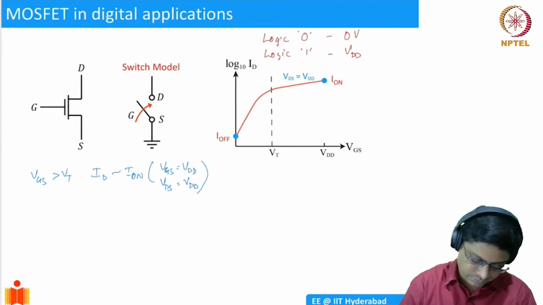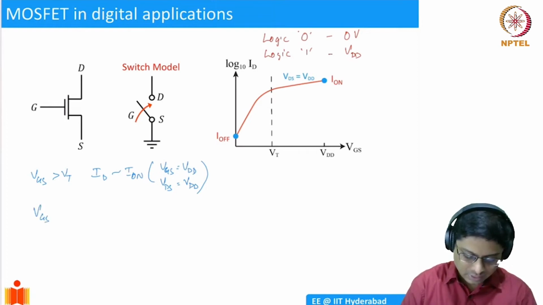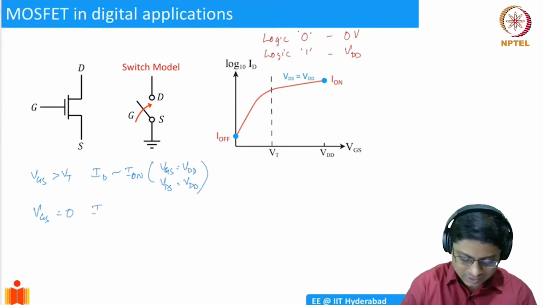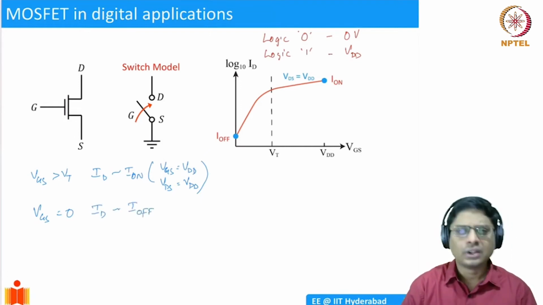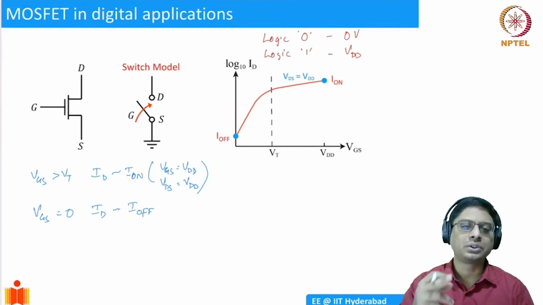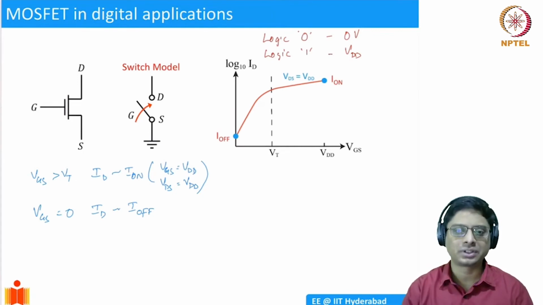When your VGS is equal to 0, I'll call this ID as I off. Essentially, in a processor, like for example a Core 2 processor in your computer, the transistors would keep switching between 0 and 1. So current will switch from I on to I off to I on. This is the switching.